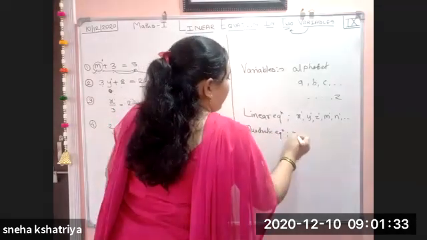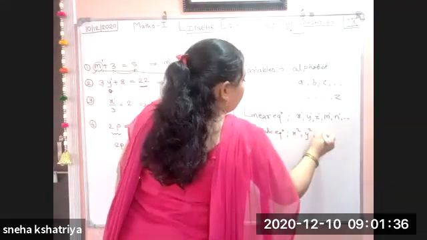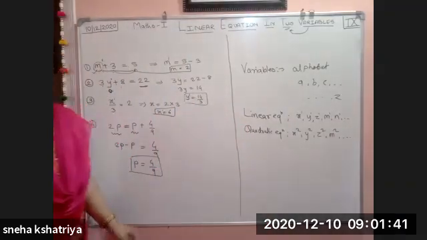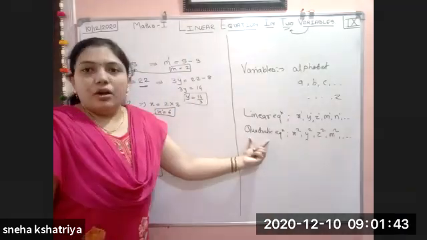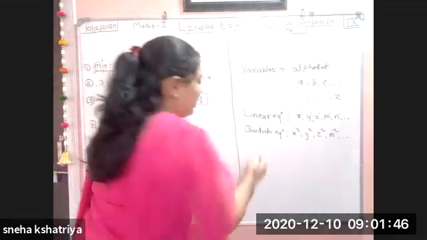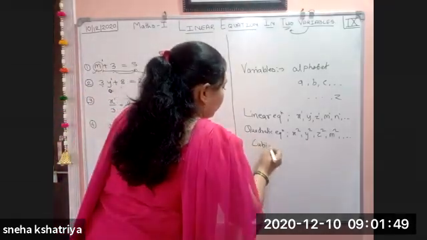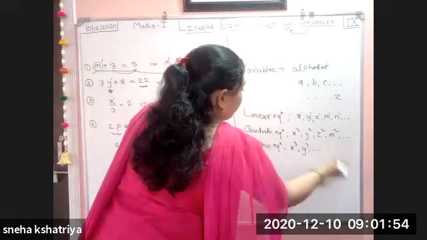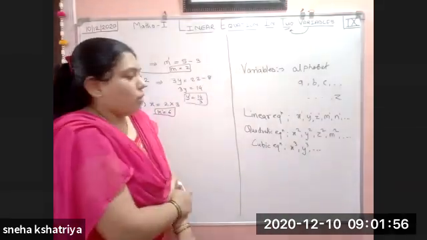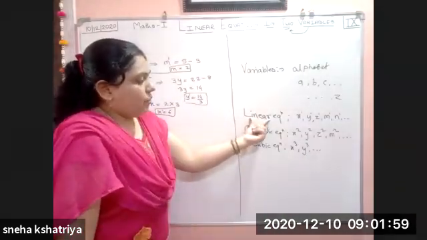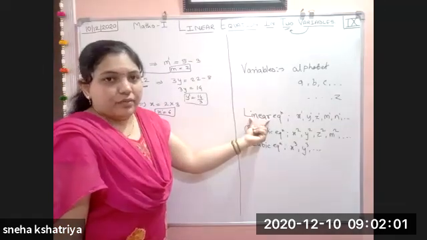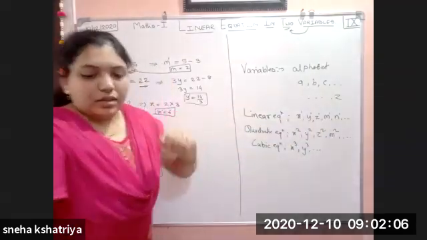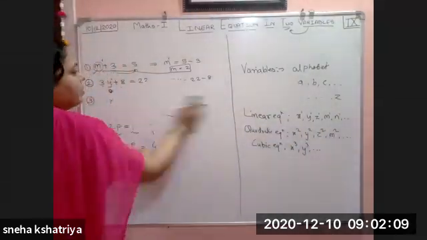Quadratic equation: x square, y square, z square, n square, and so on. If the power is 2, it will become a quadratic equation. And if the power is 3, then it will become cubic. Cubic equation: x cube, y cube, and so on. Okay? So what do we exactly want? We want only linear equations. We are going to deal with only the linear equation whose variable power is 1.